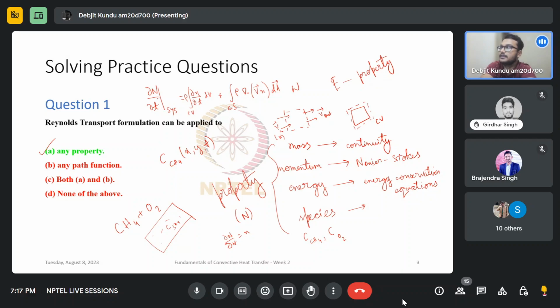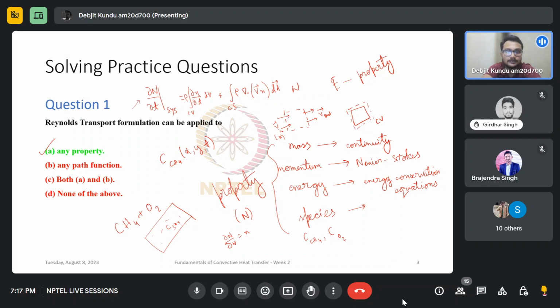We usually have laws of physics which tell us what this dou n dou t of a system would be. So let's say if n is mass, dou m dou t would be 0 because mass cannot be created or destroyed. That is one of the fundamental laws of mass conservation.